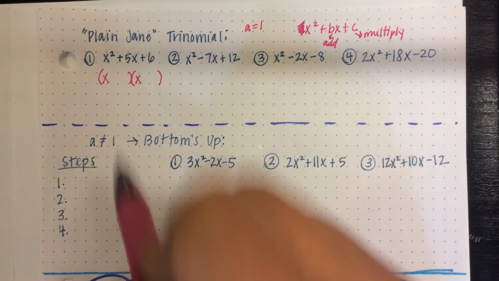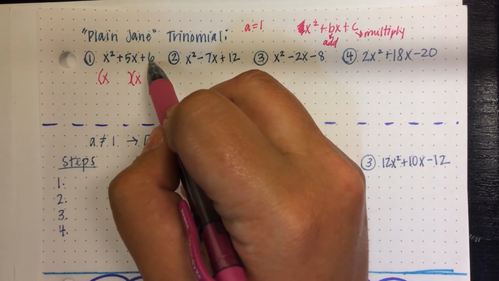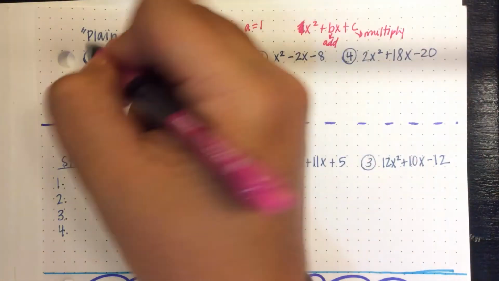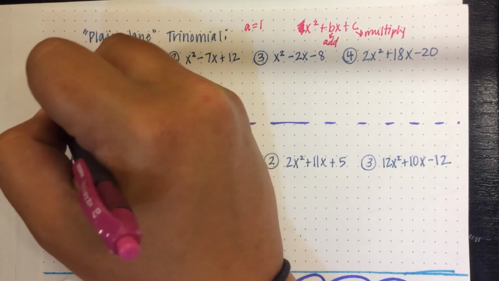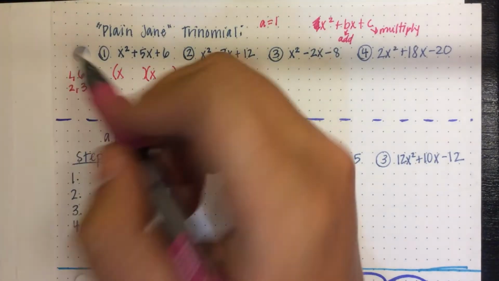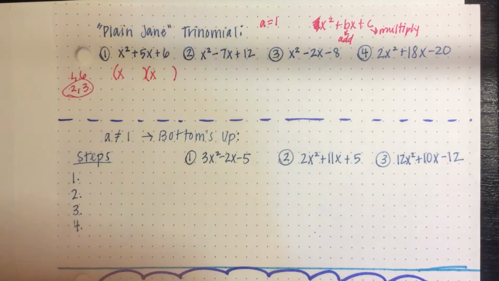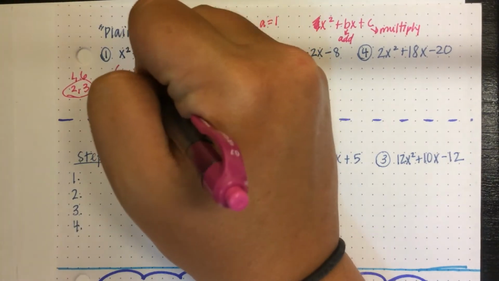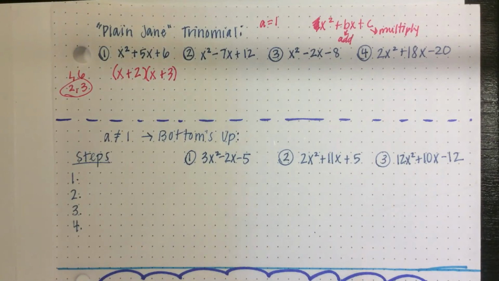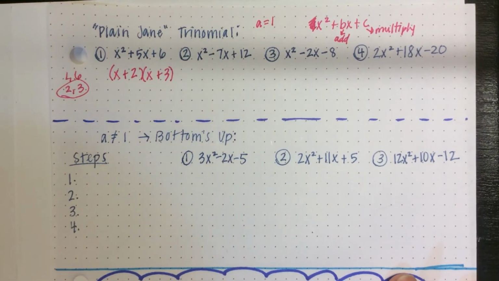So the first one I'm going to do kind of quick. 2 numbers that multiply to 6. It's either 1 times 6 or 2 times 3, that's it. Let me write it over here. So we've got 1 times 6, 2 times 3. Those are my factors of 6. I want to add to 5, so that means my numbers have to be 2 and 3. So I have a plus 2 and a plus 3, and that's it. There's my factored form when I'm working with plain Jane trinomials. It's always going to be that kind of pattern. The tough part is figuring out your numbers.